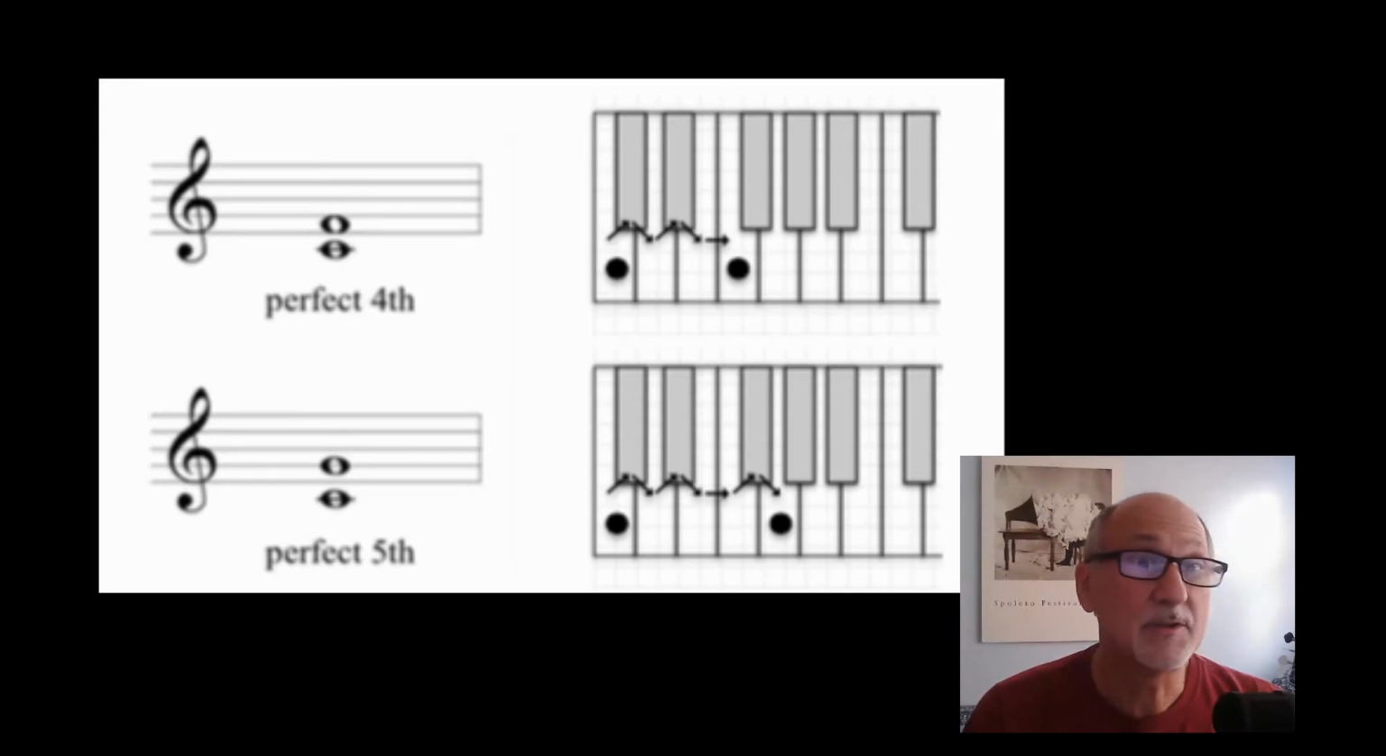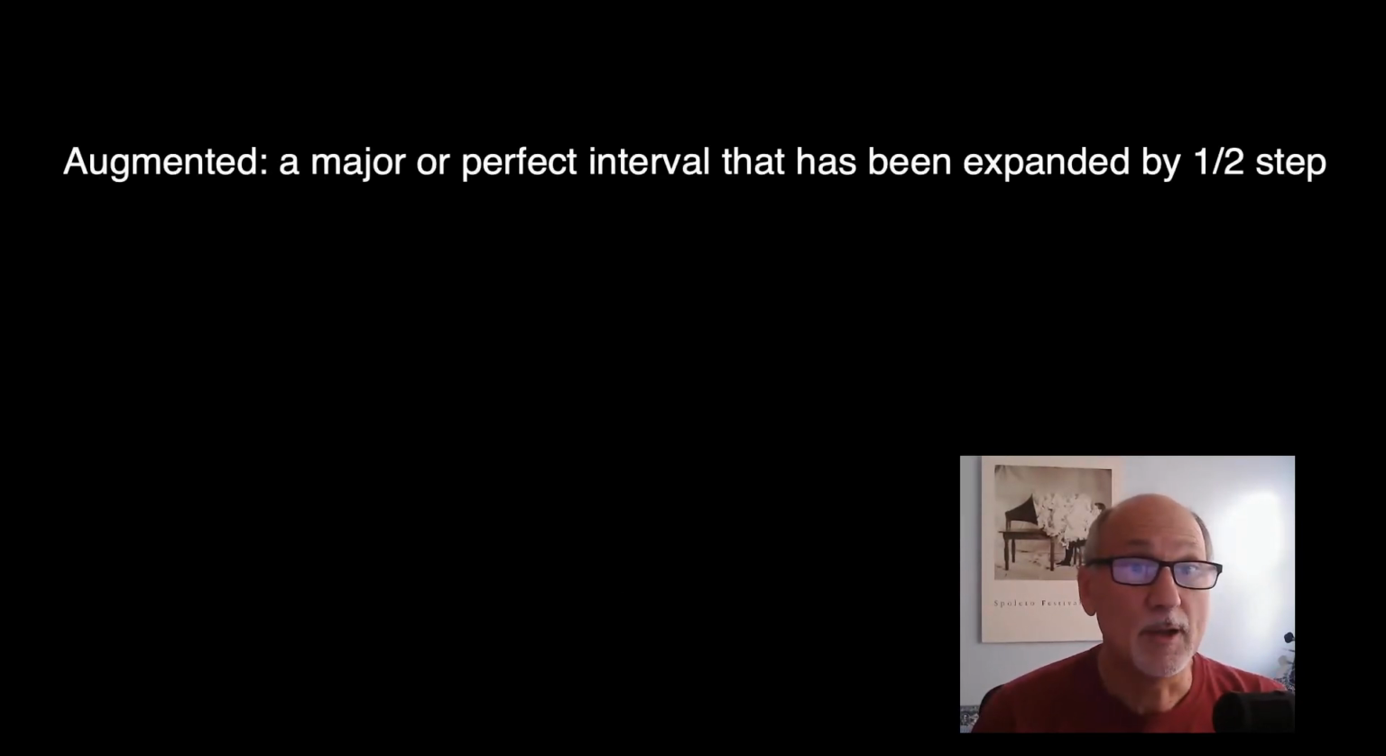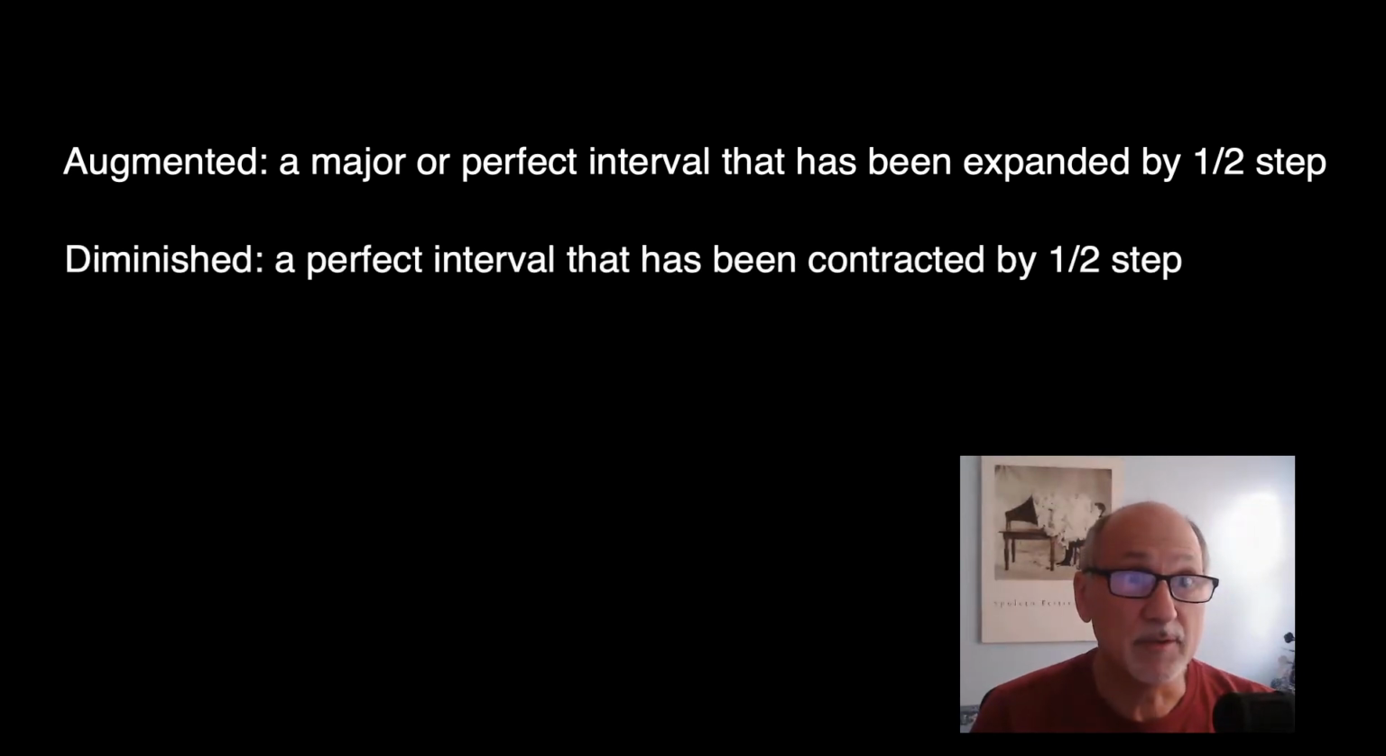Now, we never use the term minor when discussing fourths or fifths, but you will encounter terms like augmented and diminished. An augmented interval is either a major or a perfect interval that has been expanded by a half step. And a diminished interval is a perfect interval that has been contracted by a half step. Now, the term diminished is also used to describe a minor interval that has been contracted by a half step, but we'll discuss that in a later chapter.